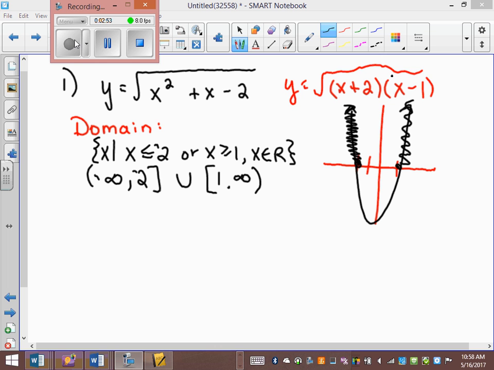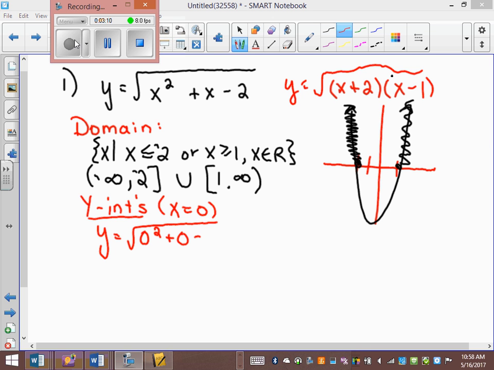So the second thing we find is y-intercepts. You set what? X equal to 0. So you're going to get y equals the square root of 0 squared plus 0 minus 2. And so you get the square root of negative 2. And what does that mean? So there are no y-intercepts.